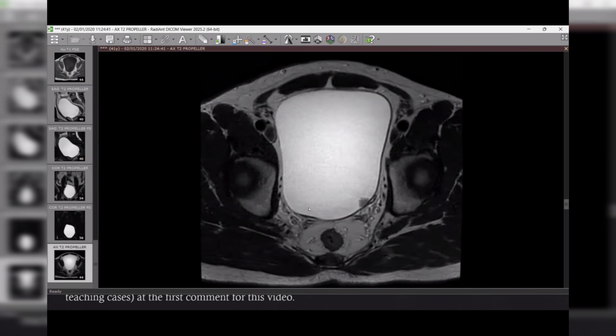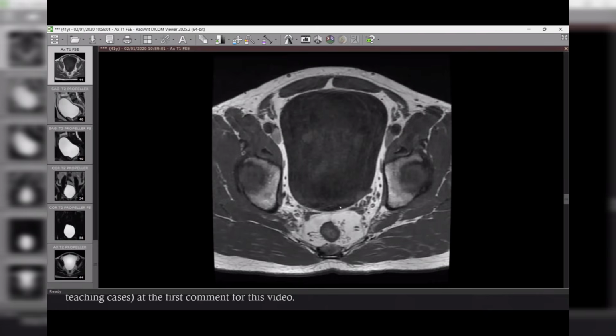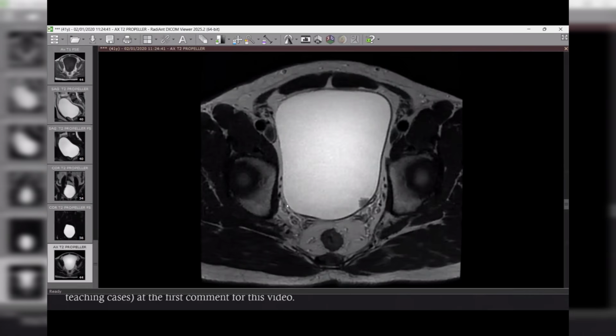I want to look at the post contrast to see if it shows any enhancement. This is a T1. It appears to be hyperintense. Really, it's not so much hyperintense, it's isointense. But to confirm, we need post contrast and diffusion. Post contrast: is it enhancing or not?